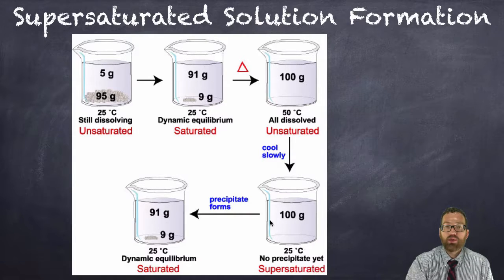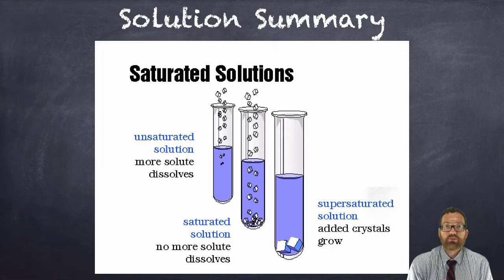And if a precipitate starts to form, if it comes out of solution, and you can do this a couple of different ways. Sometimes it happens naturally. Sometimes if you add a little crystal, the whole solution will crystallize. At that point, it's now a saturated solution.